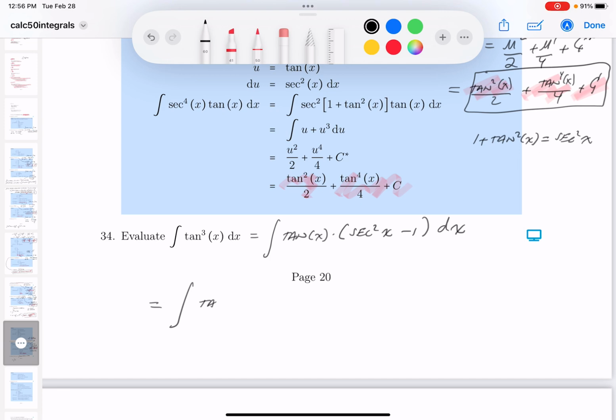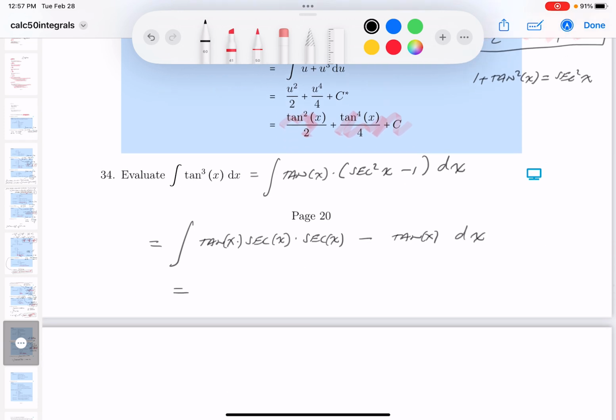Let me write this as tan x times secant squared. And secant squared, I'm going to write as secant times secant. And then I'd have minus the tangent of x, and that would be dx. I'm going to split into two integrals because I think I'm seeing something. The first integration, tan x secant x times the secant x dx. The second integration, I'm going to write it as sine of x over the cosine of x dx.